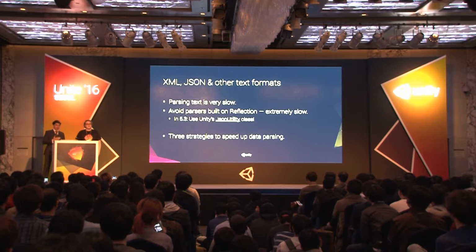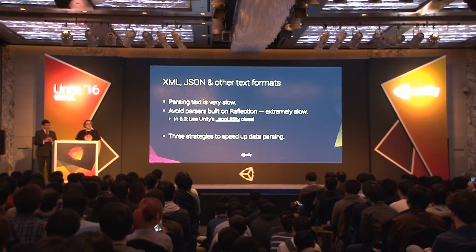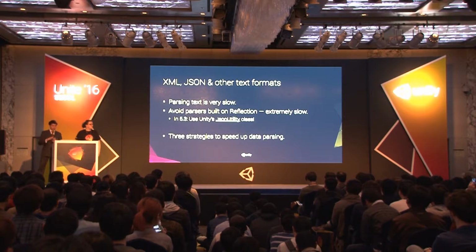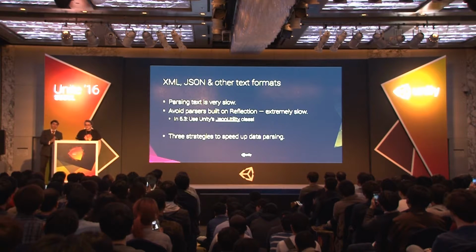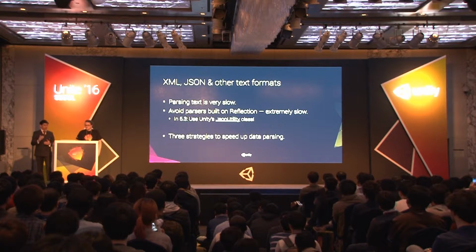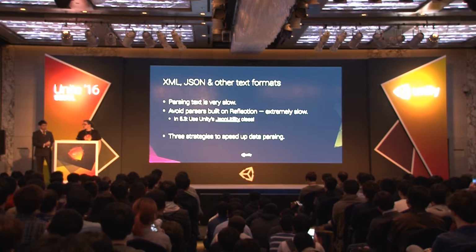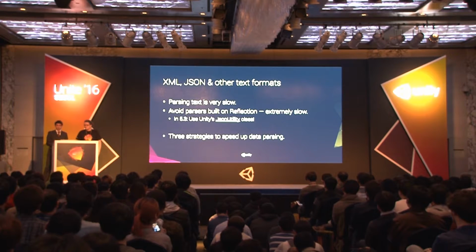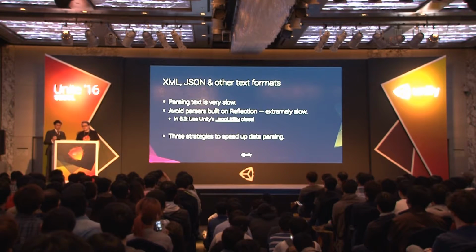Now, if you're on Unity 5.3, you might be able to use Unity's built-in JSON utility class. This class uses Unity's internal serialization system. It's actually quite fast compared to most of the other JSON parsers available in C#. If you're using protobuf, please use the precompiled or code-generated version of protobuf to do your serialization. It's much faster than the reflection-based one. There are, however, 3 strategies you can use to speed up your data loading.